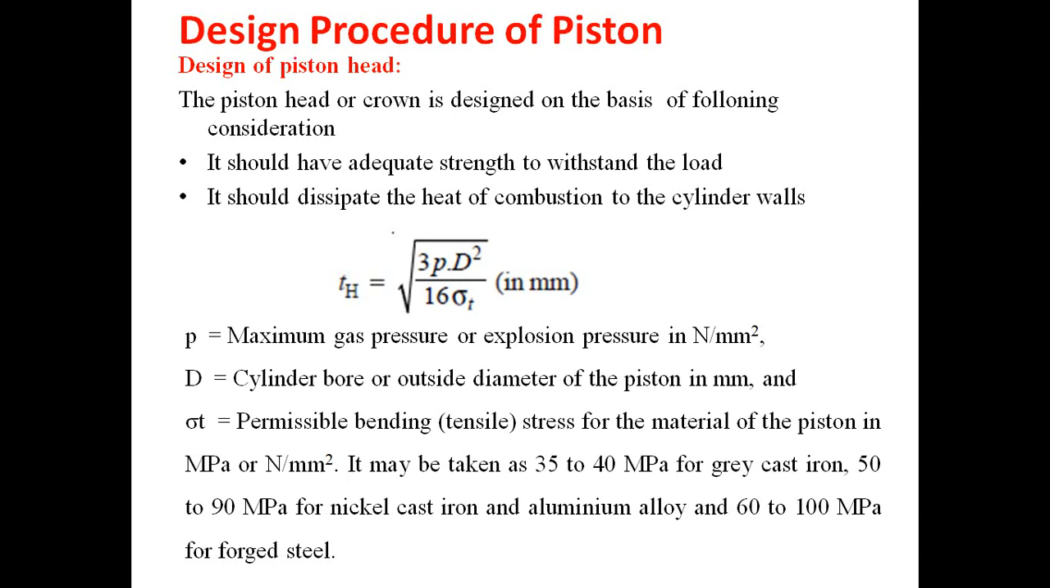On the first criteria, thickness of piston head can be designed by using the following empirical relation. Th is equal to cube root of 3 p d square divided by 16 sigma t, where p is the maximum gas pressure or expanding pressure in Newton per mm square, d is the bore diameter, sigma t is the allowable tensile strength of the material. It may be taken as 35 to 40 megapascal for grey cast iron, 50 to 90 megapascal for nickel cast iron and aluminum alloy, and 60 to 100 megapascal for forged steel.